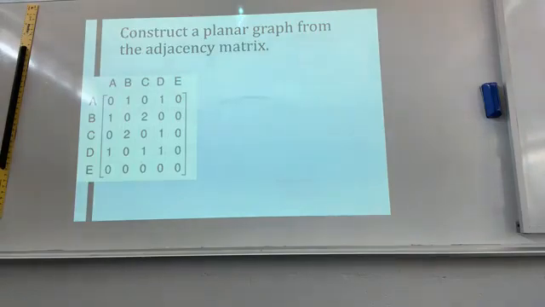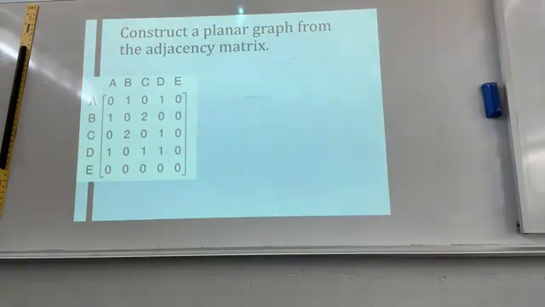Now, can you construct a planar graph from the adjacency matrix? The word planar is very important. You must not cross. All right? So, in a situation like this, the examiner is expecting you to understand what a planar graph is. He's expecting you to know how to interpret the adjacency matrix. All right?